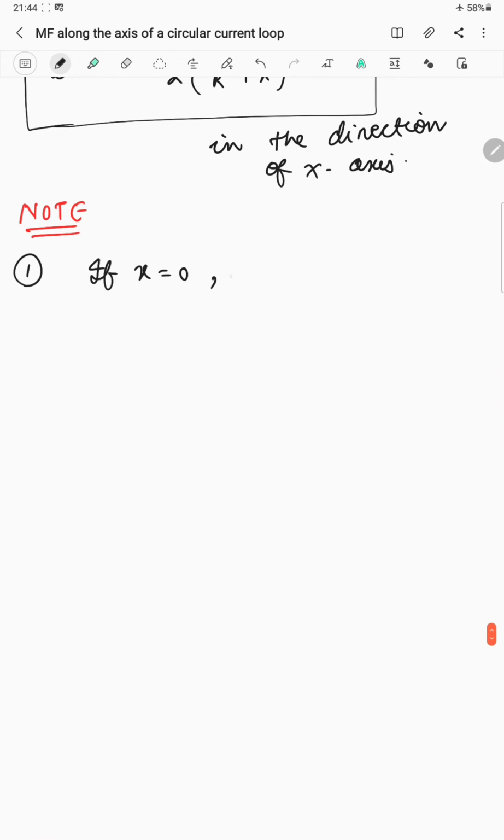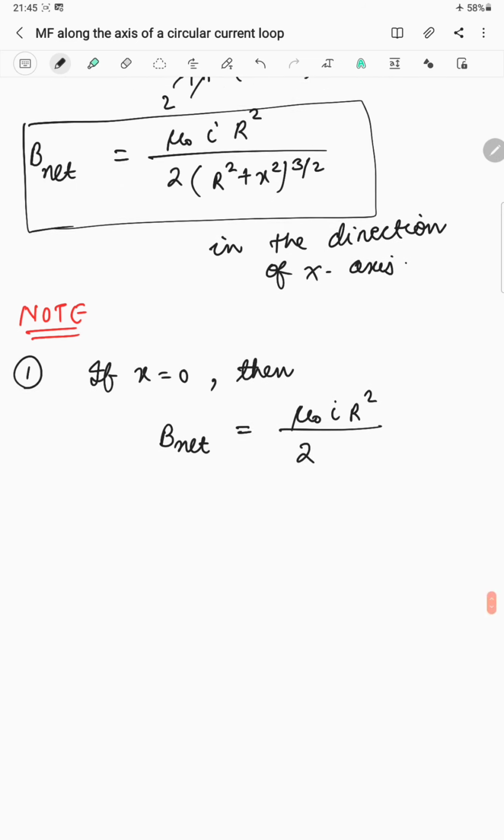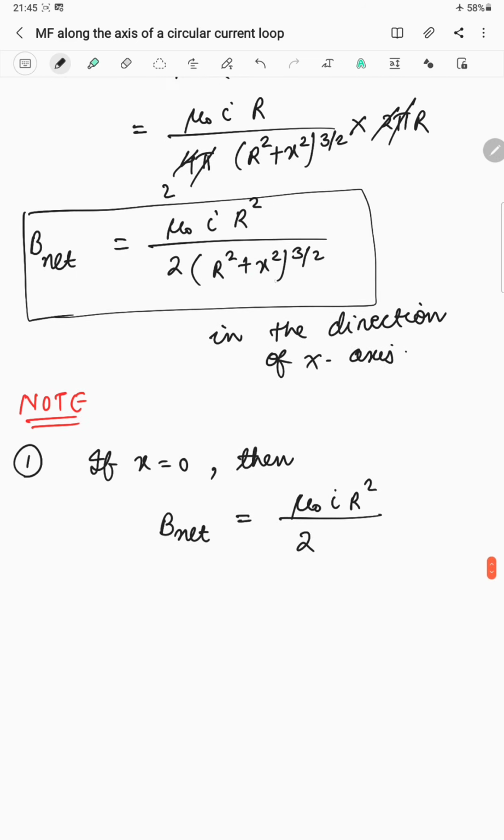If x is equal to 0, then what will be B net? B net will be equal to mu naught I r square divided by 2 times (x² + r²) to the power 3 by 2. x is equal to 0 means that term is gone, so r square to the power 3 by 2, the 2 gets cancelled out, it is r cube. This is equal to mu naught I divided by 2r.